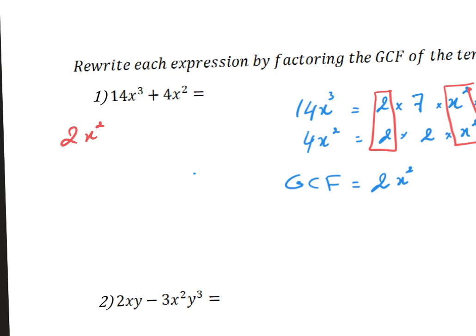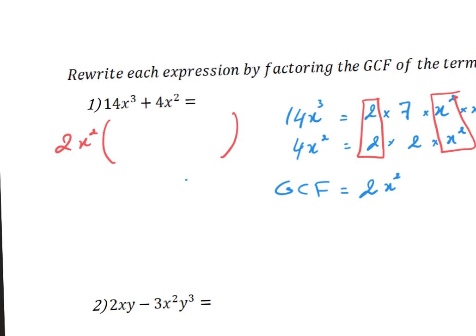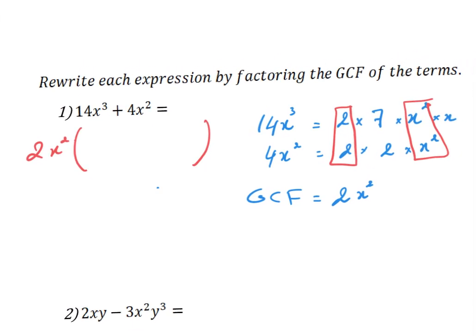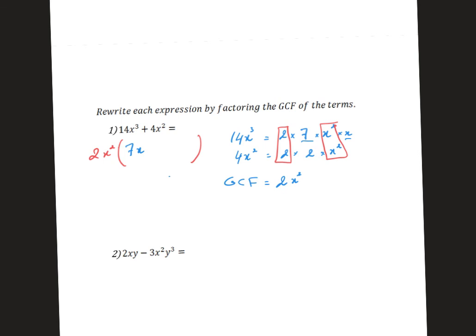So we write 2x squared and open parentheses. Here we put what we have left. What we have left is 7x for the first term, because 2 goes into 14 seven times. If we multiply 2x squared by 7x, we get 14x to the third.